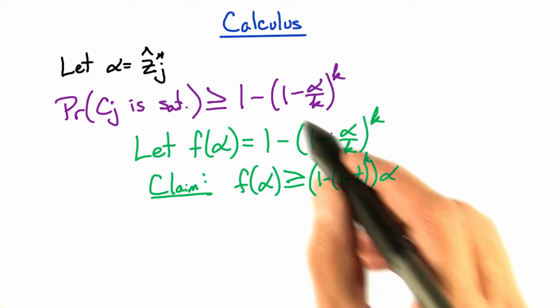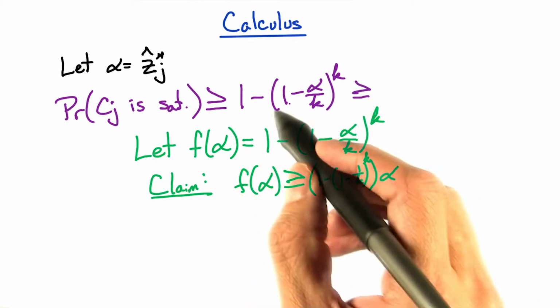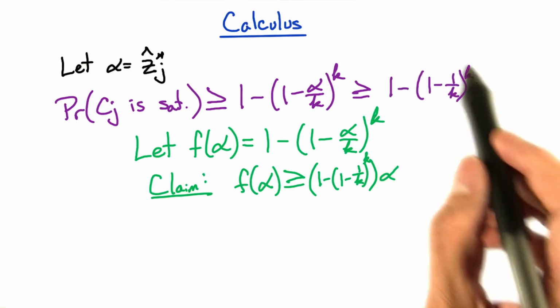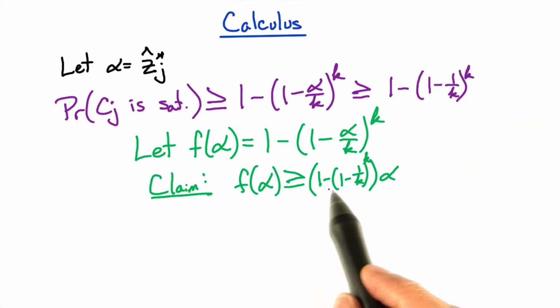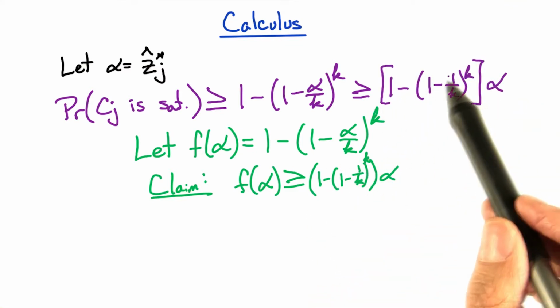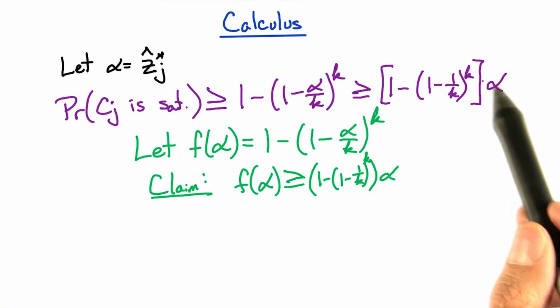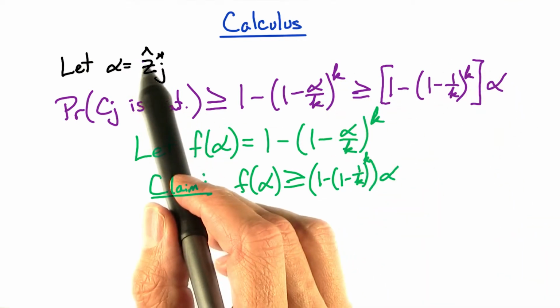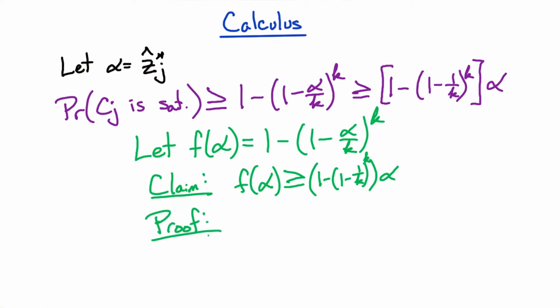Once we prove that, then we can apply that here, and we get that this is at least this quantity, which is this constant, times alpha. So we got the alpha outside of the power. So it's now linear in alpha. It's linear in this z. Now how do we prove this claim?